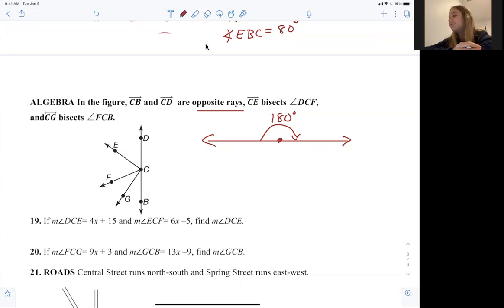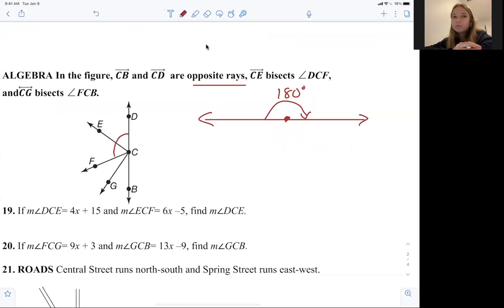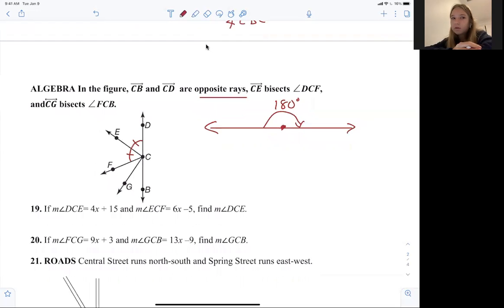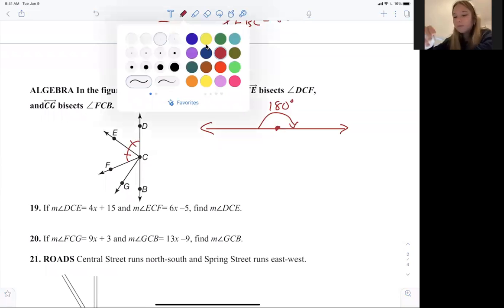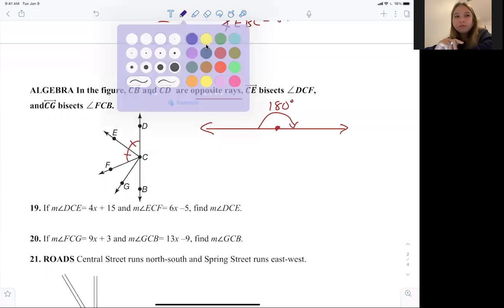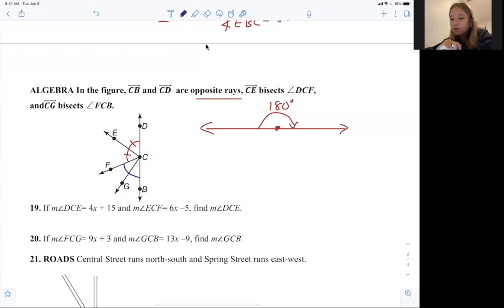All right, so now CE bisects DCF. So I need everybody to go to CE and DCF, and then you're going to mark it just like that. CG bisects FCB. So now, if you're going to mark two figures or angles that are equal, you can't use one tick mark anymore. You have to use two.